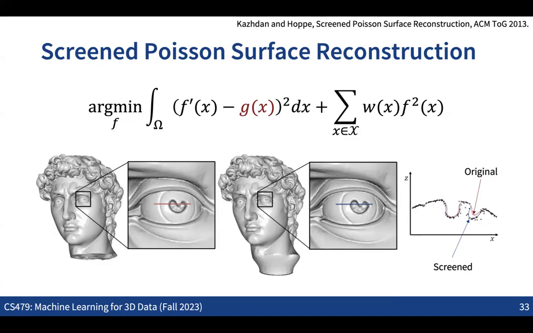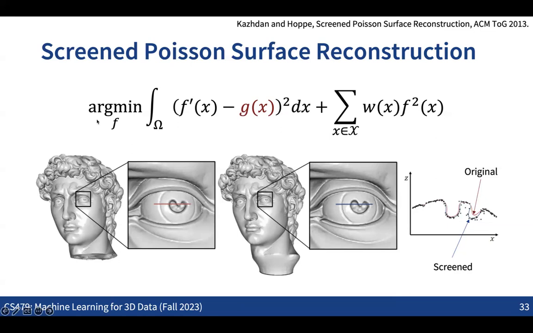Makes sense? So we have two terms here. The first term is the least squares about the surface normal information, which turns into the linear system in the discrete setup. But we also have the constraint that the output function value should be close to 0 for the sample points that we have.